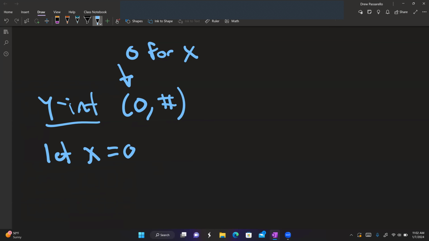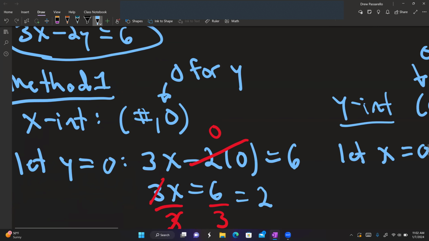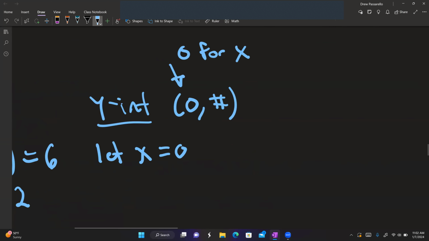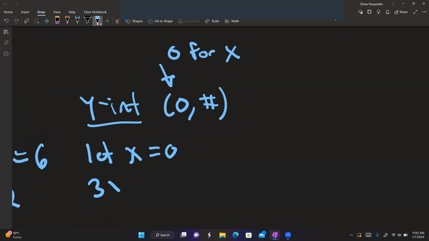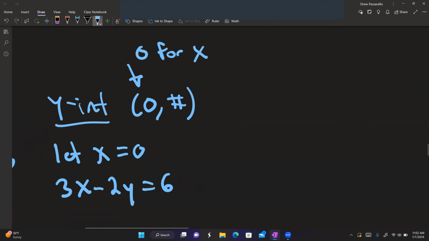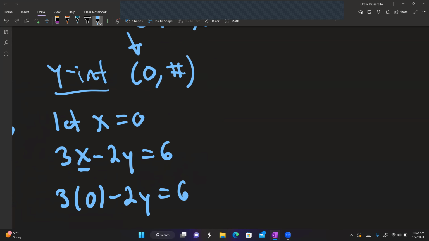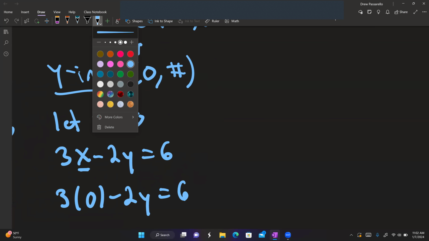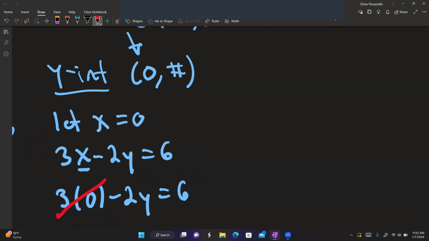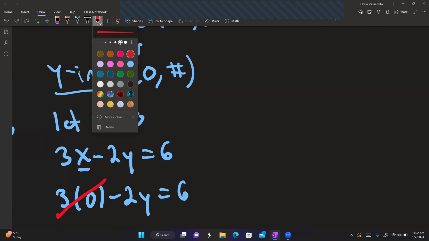I'll write the equation over again, which was 3x minus 2y equal to 6. All right, so I just got to plug 0 in for x, so it'd be 3 times 0 minus 2y equal to 6. And the 3 times 0 is 0, so that goes away, and you're left with minus 2y equal to 6.